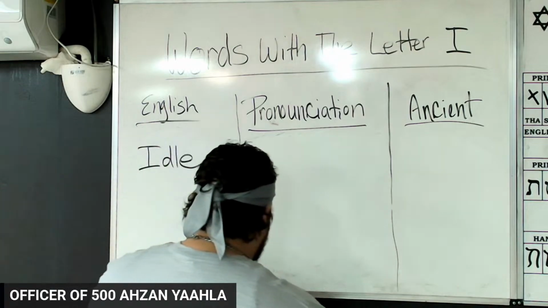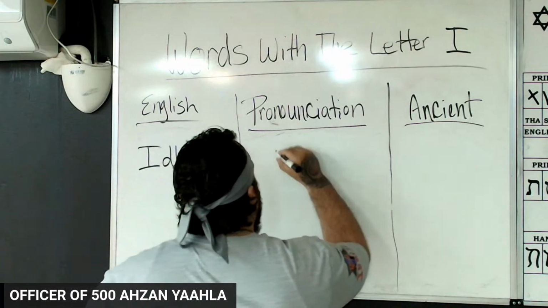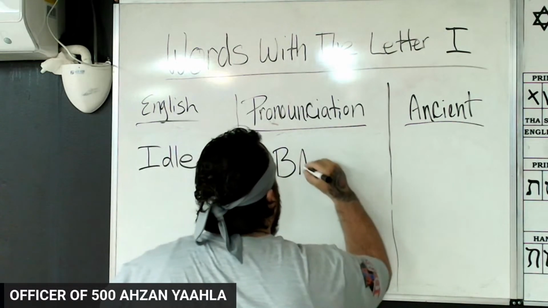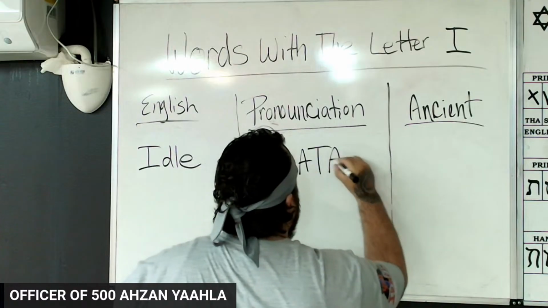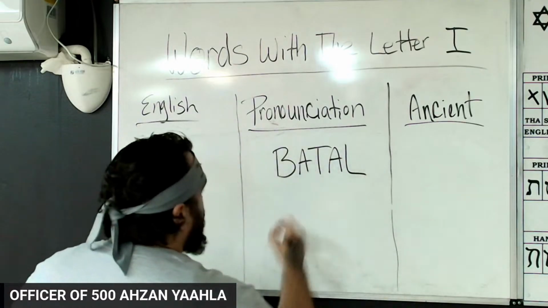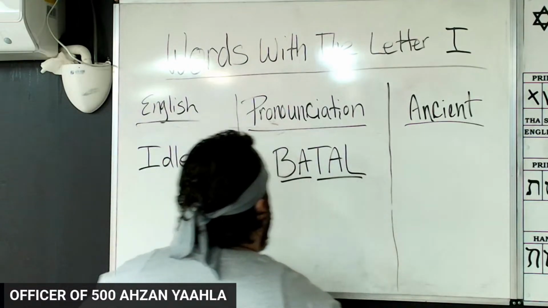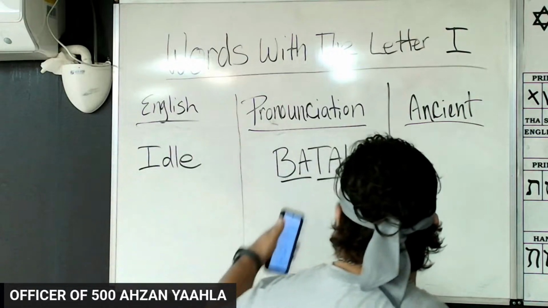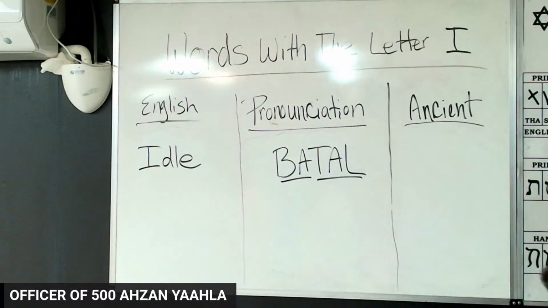Idle will be ba ta. All right. Idle in English, in the Hebrew, is ba ta. All right. Take notes. You never know when you're gonna see these words again. And if you ever come across them, or you hear somebody talking like that, you'll actually identify exactly what they're talking about.